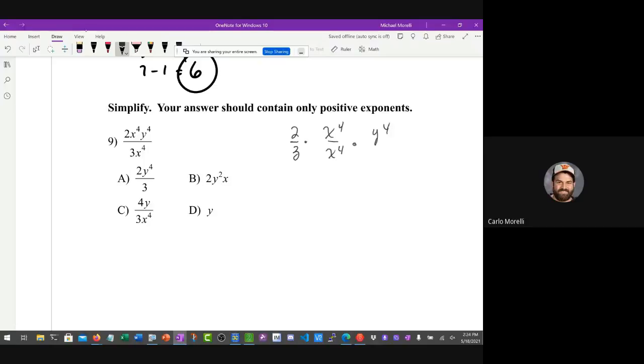Well, x to the 4th over x to the 4th, that just cancels out completely. So now I have 2 over 3 times y to the 4th power over 1. So I'll bring this back together as 2y to the 4th over 3. And that's the answer, A.